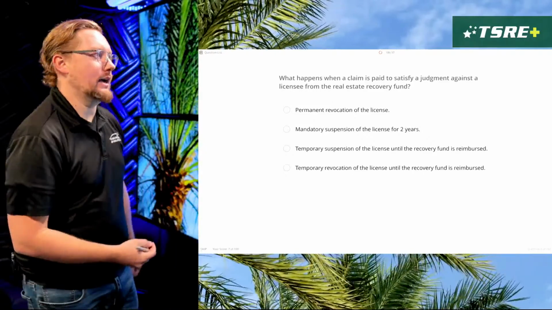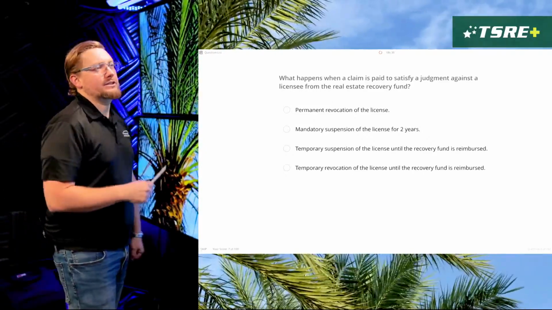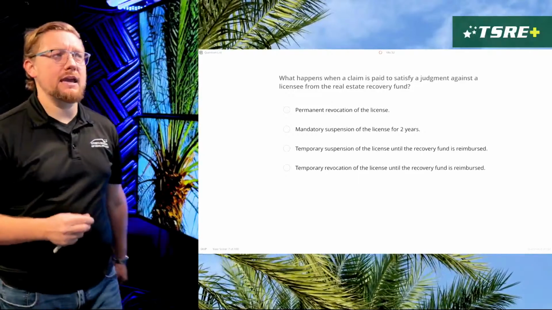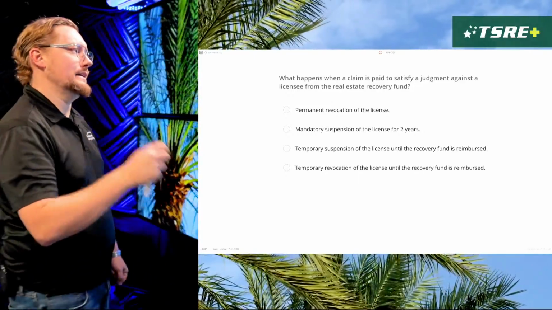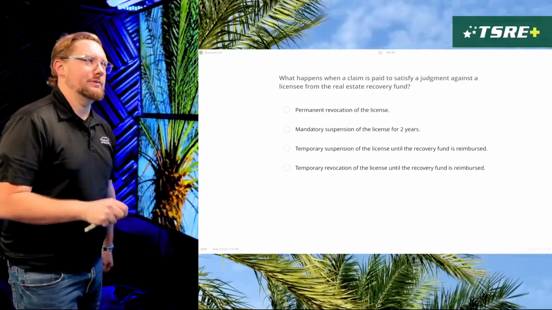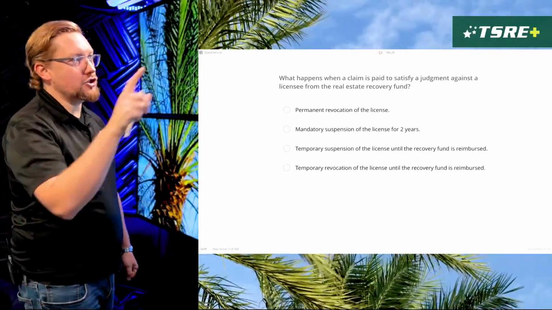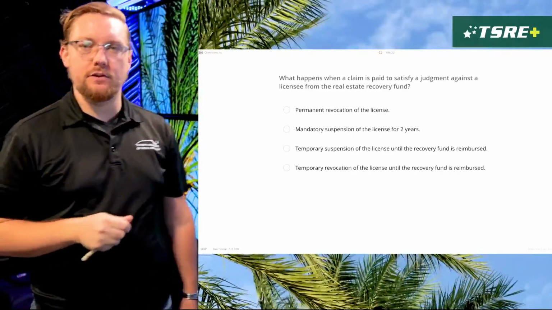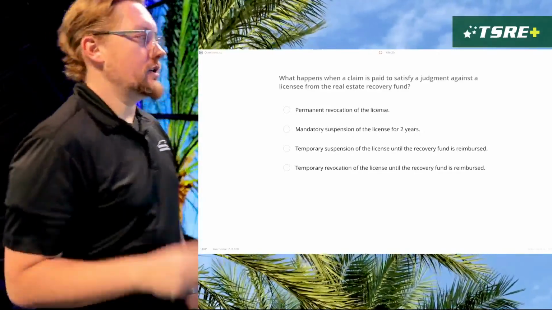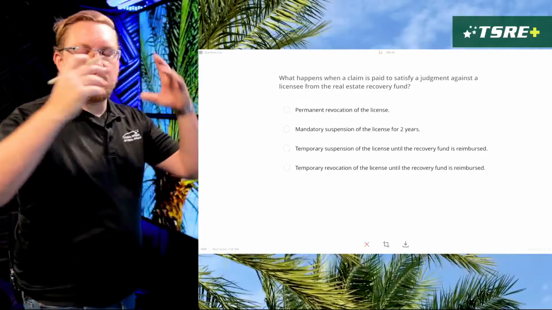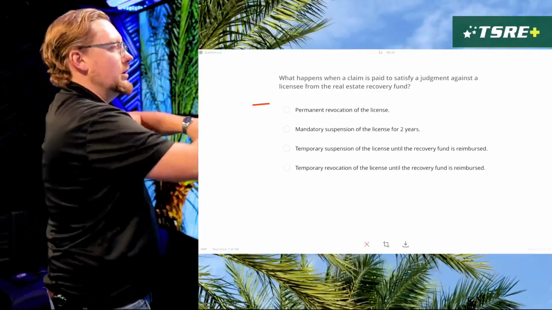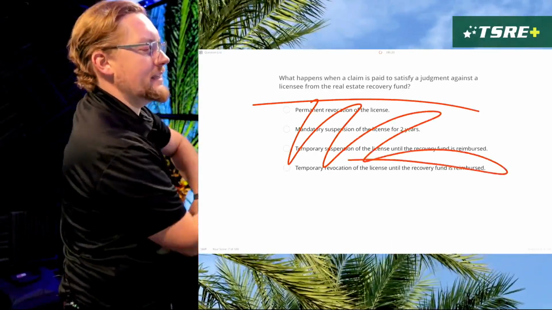That's the option contract. So, next question: what happens when a claim is paid to satisfy a judgment against a licensee from the Real Estate Recovery Fund? Key words here. It always helps to do some brainstorming before you even look at these answers, before you even read any of this stuff.